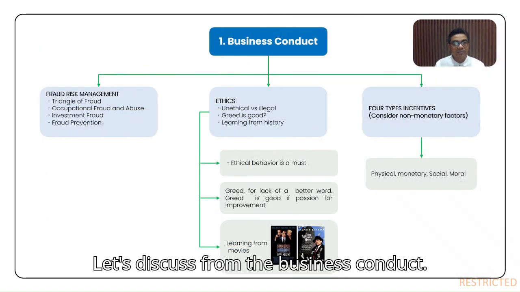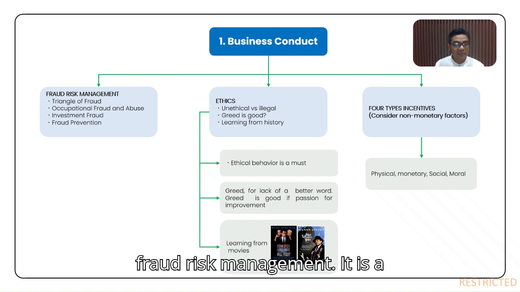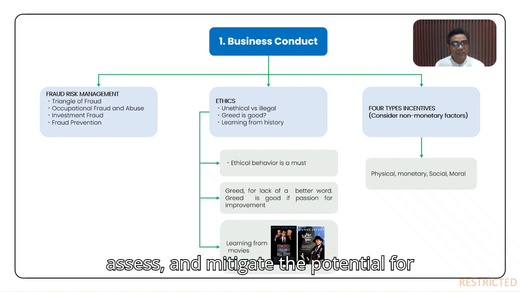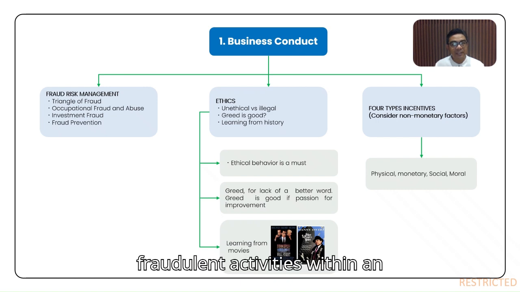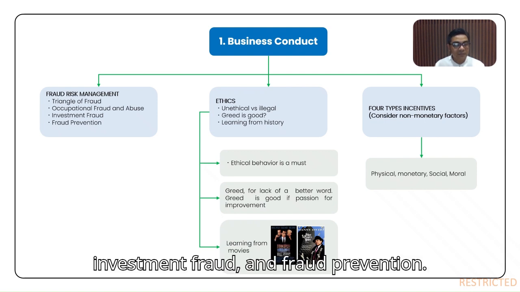Let's discuss the business conduct. There are two parts. The first one is fraud risk management. It is a comprehensive approach to identify, assess, and mitigate the potential for fraudulent activities within an organization. It consists of the triangle of fraud, occupational fraud and abuse, investment fraud, and fraud prevention.